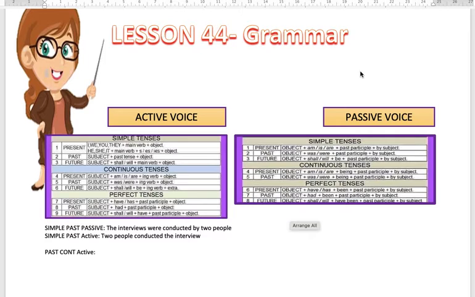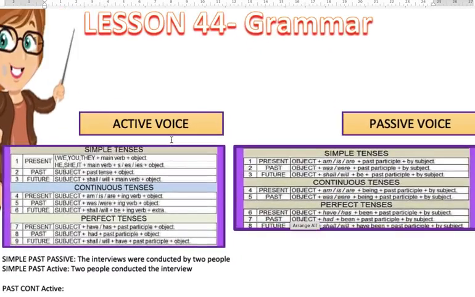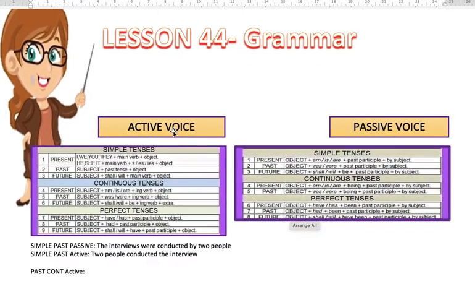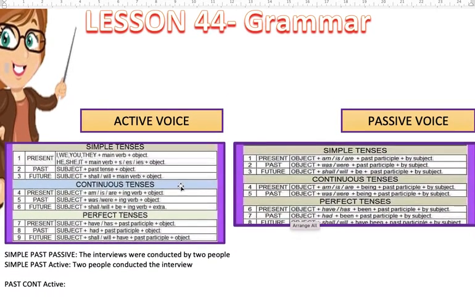Okay, I'm not going to have a longer introduction. Let's straight away look at all the tenses. So I have two boxes here. One is active voice and one is passive voice. So what is active voice? Normally, for active voice, the sentence will begin with subject first, whereas for passive voice, object will come first.